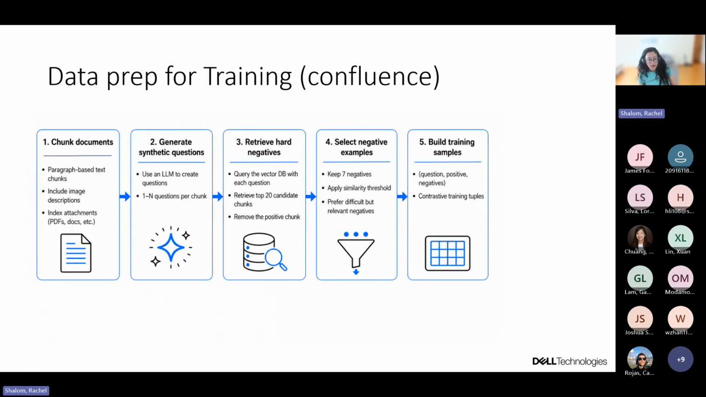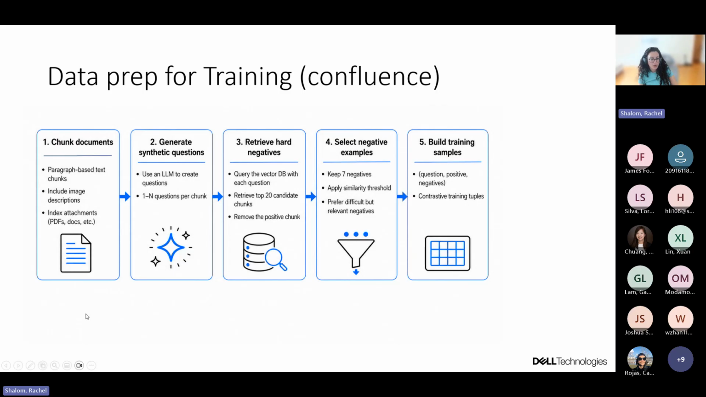And this is a part where I want to talk a little bit about how we prepared the data for training, and I'll provide examples. I can pause again if there are any questions. And if not, I can continue.